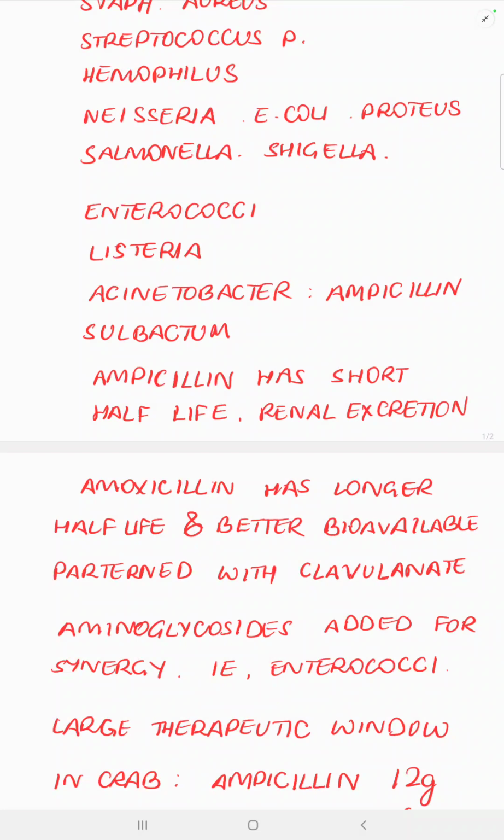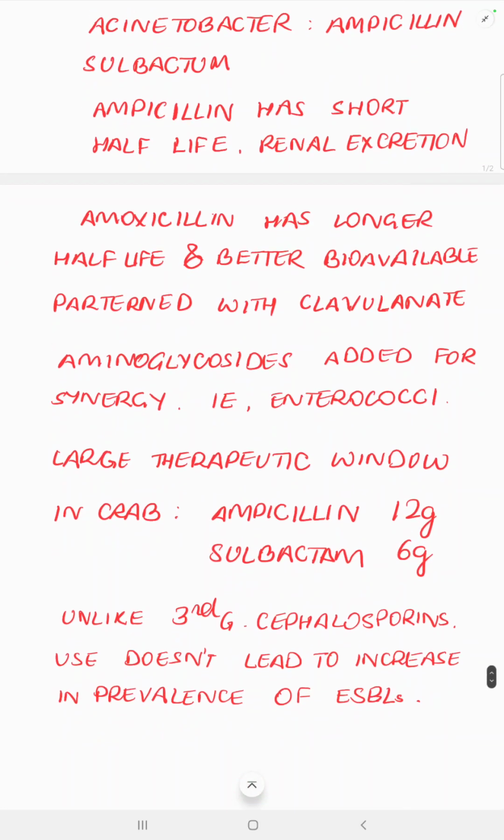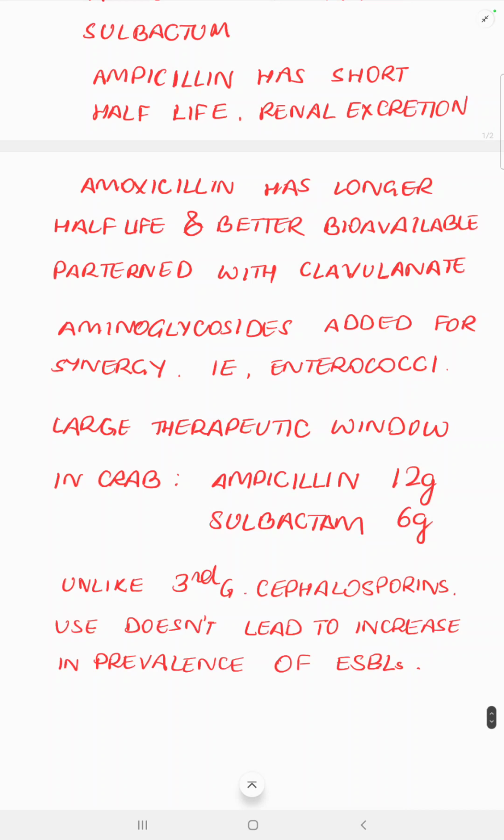Ampicillin has a short half-life, as renal excretion is rapid, so it has to be given more frequently, whereas amoxicillin has a longer half-life and better bioavailability, and it is partnered with clavulanate. Ampicillin has a partner in sulbactam, and this partnership was mainly done to overcome many of the beta-lactamases which destroyed ampicillin and amoxicillin. So ampicillin with sulbactam and amoxicillin with clavulanate may be considered similar in spectrum to the third generation cephalosporins, and amoxiclav is also available as an oral agent.